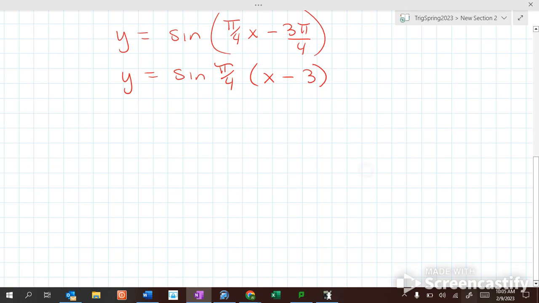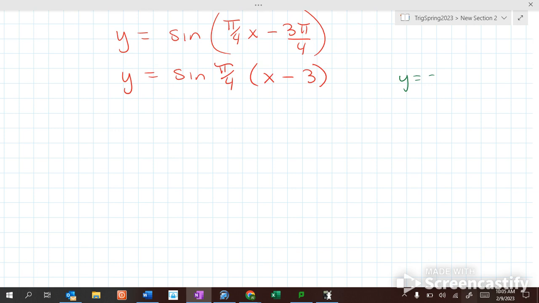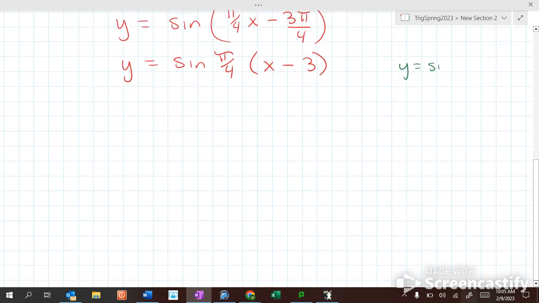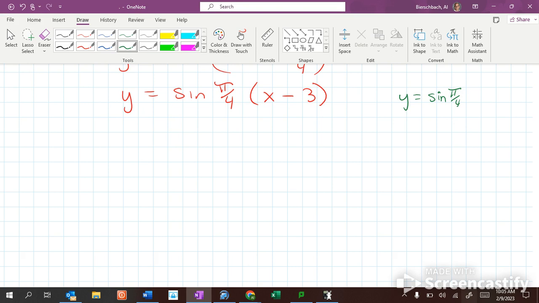All right. So what I'm going to graph first is y equals sine of pi over 4 x. Then I'm going to graph y equals sine of pi over 4 times x minus 3. And you'll see what happens. The minus 3, since it's inside the parentheses, where's it going to move it? To the left or to the right? Or up or down? It's going to go to the right by 3. Okay? So you've got to think about this.